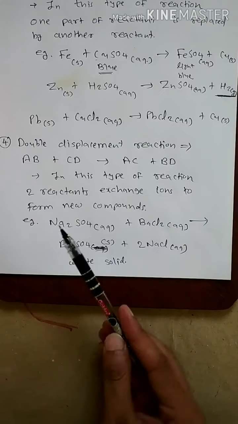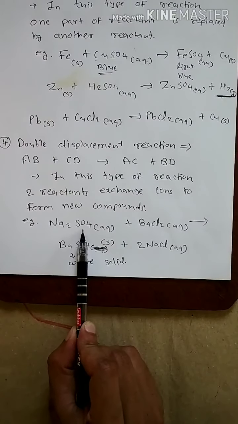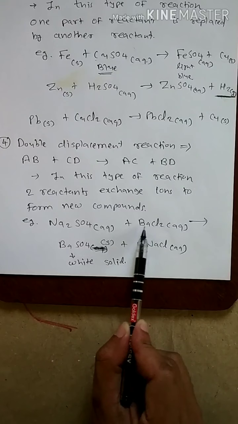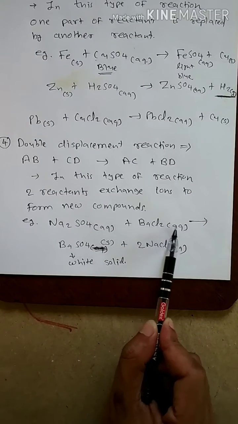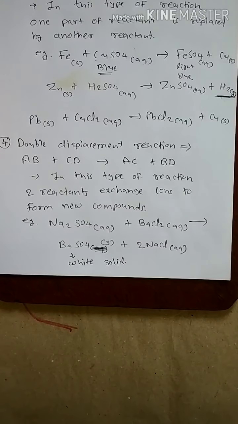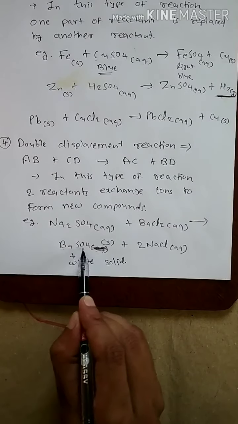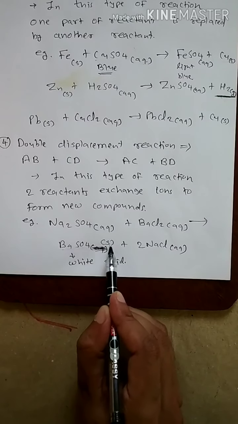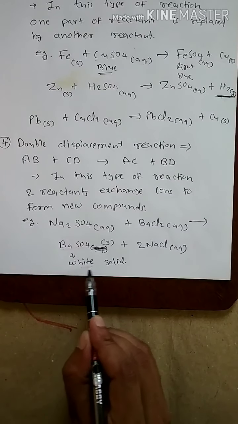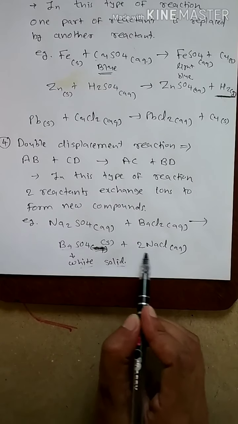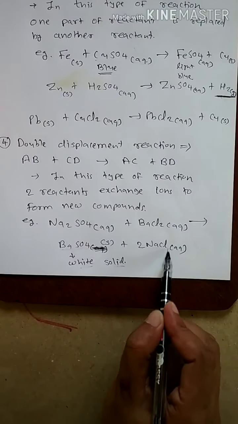Example, Na2SO4, sodium sulfate in aqueous form plus BaCl2, barium chloride, in aqueous form. They both will react together to form BaSO4, barium sulfate, that is in solid form. Here I have written white colored solid, and NaCl, and that is in aqueous form.